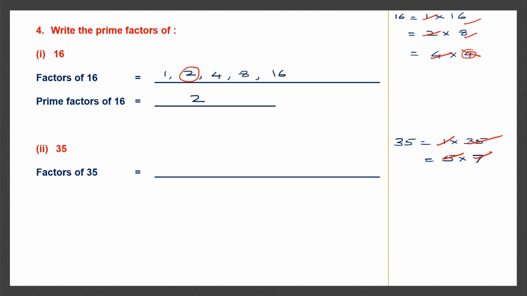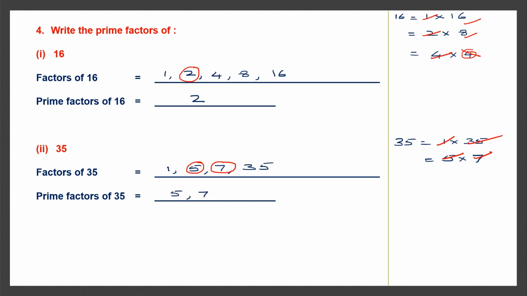So let's write down the factors of 35: 1, 5, 7 and 35. Now look at all the factors here. Among these, which are the prime numbers that you can see? The prime numbers are 5 and 7. So the prime factors of 35 are 5 and 7.